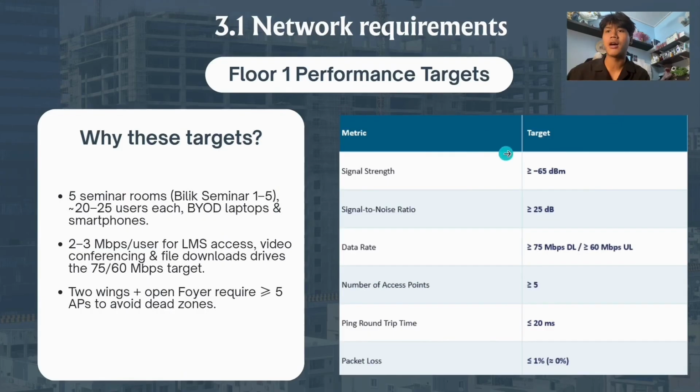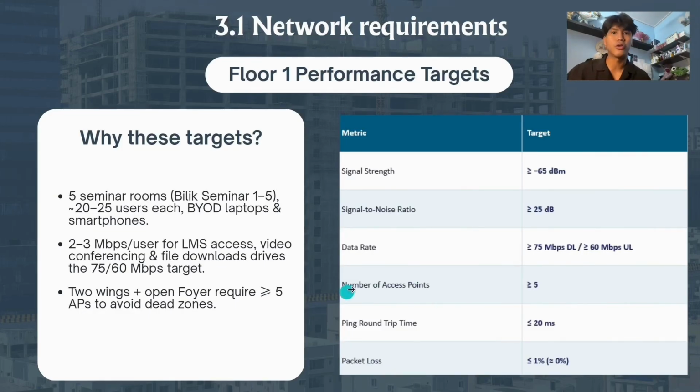We set a minimum signal strength of negative 65 dBm and a signal to noise ratio of 25 dB, which is needed to support higher order modulation schemes like 256 QAM. Floor 1 has 5 seminar rooms with roughly 20 to 25 users each, mostly BYOD, that is bring your own device, laptops and smartphones.